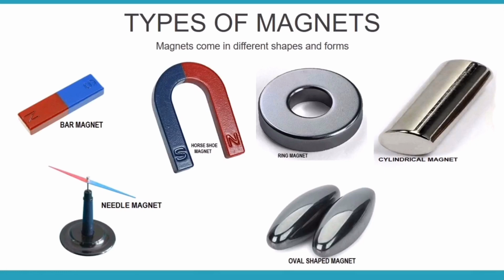Magnets come in different shapes and forms. Here you can see different types and shapes of magnet: bar magnet, horseshoe magnet, ring magnet, cylindrical magnet, needle magnet, and oval shaped magnet.